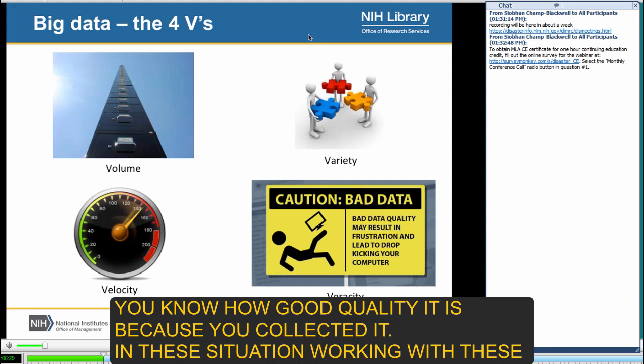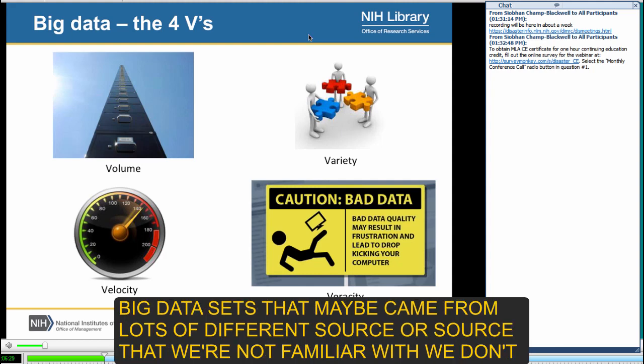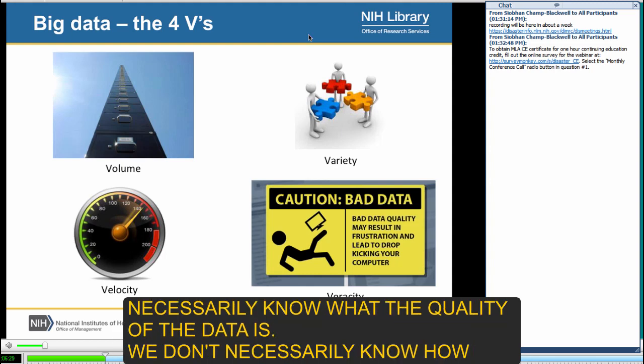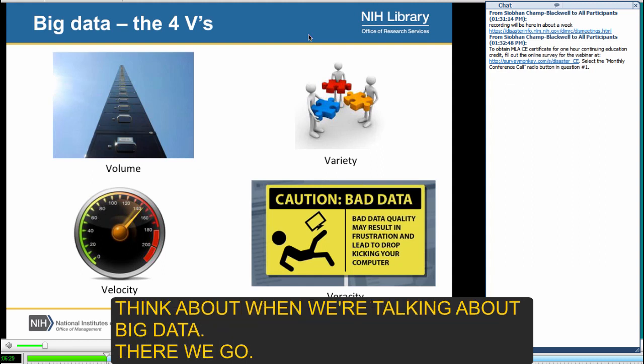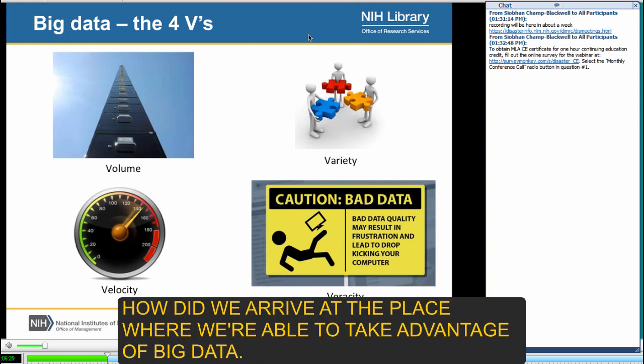In these situations where we're working with these bigger data sets that maybe came from lots of different sources or a source that we're not familiar with, we don't necessarily know what the quality of the data is, and we don't necessarily know how accurate the metadata might be that goes along with that data. So another challenge that we really need to think about when we're talking about big data is what can we do in terms of documenting data and documenting workflows that lead to that data to make sure that we have good, high-quality data that we're able to use on the other end.